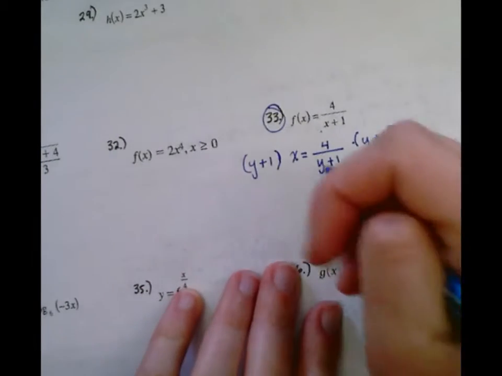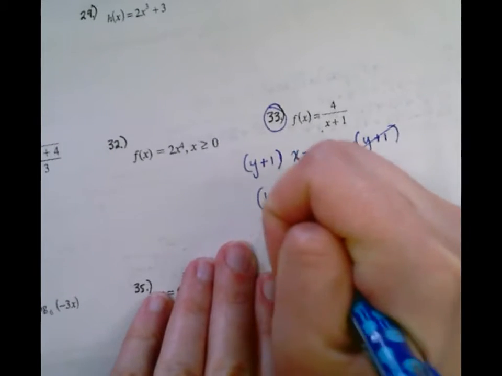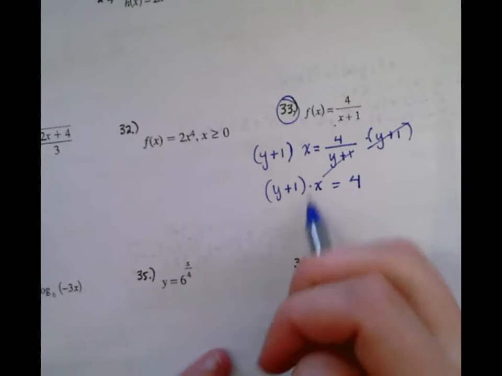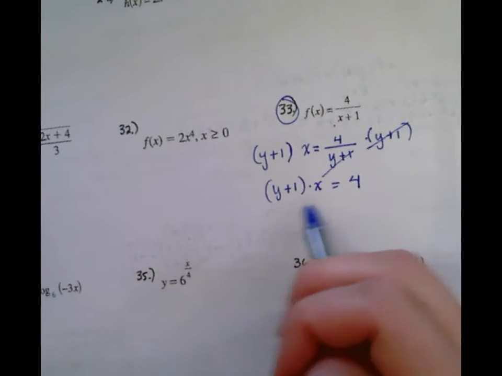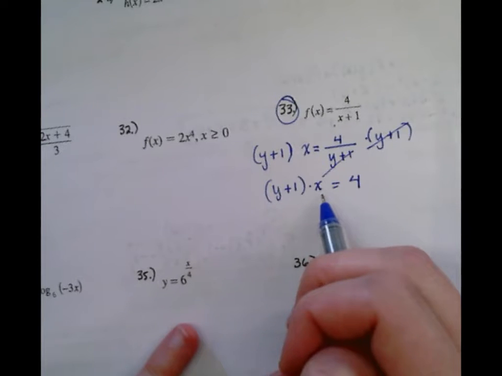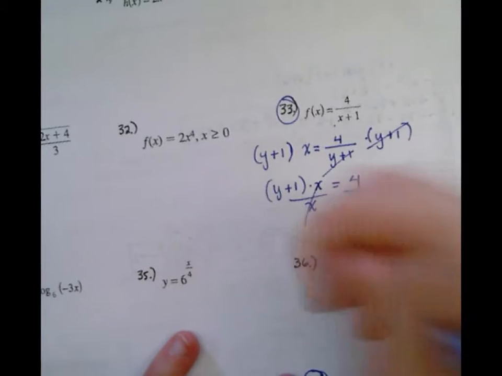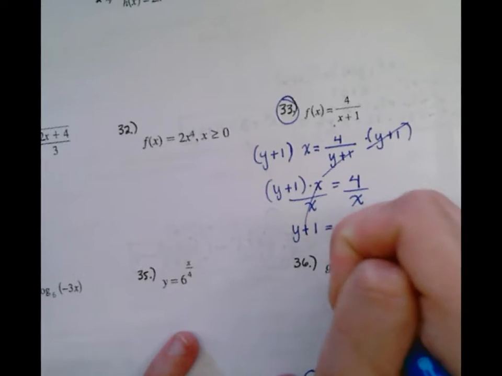And on the right-hand side, that's going to cancel the y plus 1. I'm going to be left with y plus 1 times x is equal to 4. And I could distribute this x in, but ultimately I'm trying to get y by itself, and distributing x in doesn't help me to do that. So instead of doing that, I'm going to divide both sides by x to move it over to the other side. Now I have y plus 1 is equal to 4 over x.